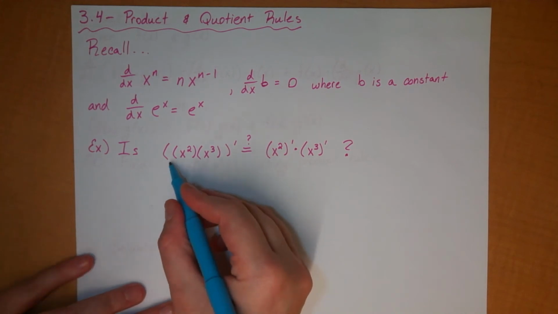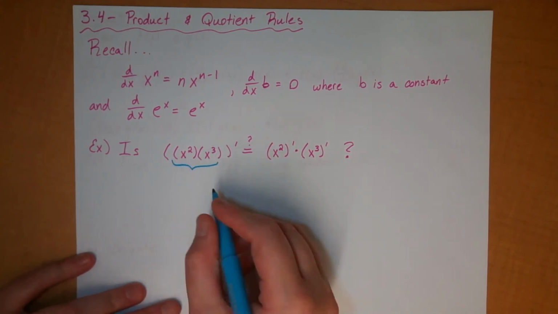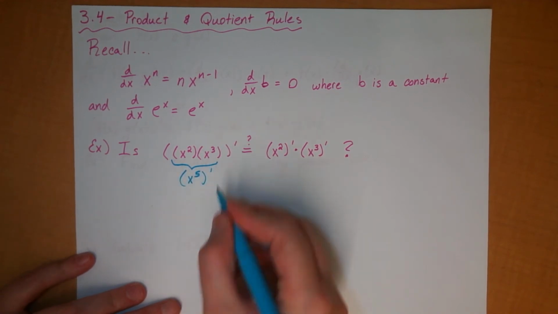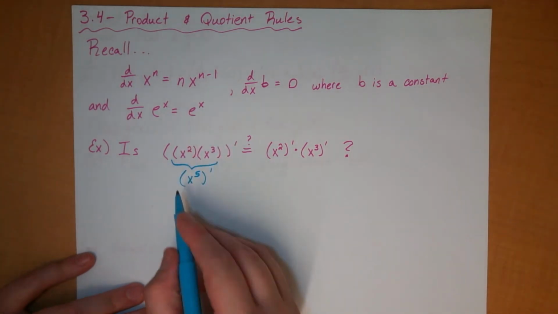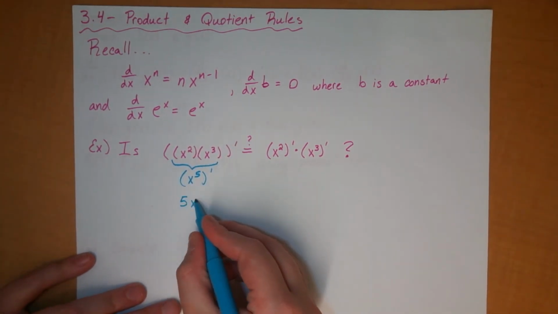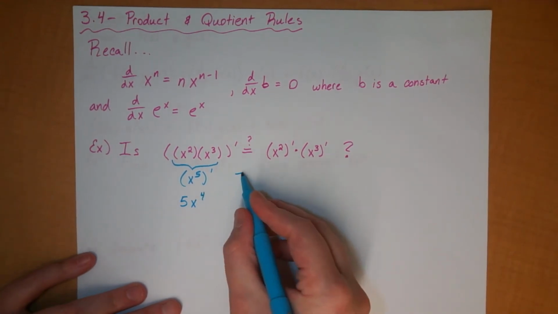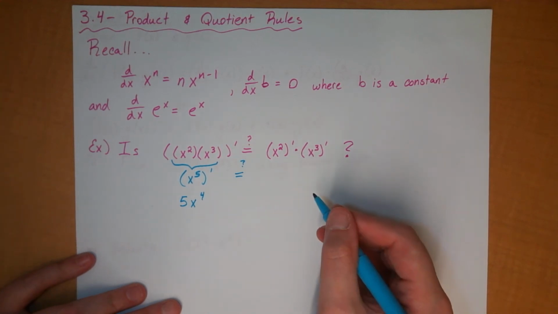So if I work on the inside of this first, I can put x squared and x to the third together and get x to the fifth. You need to take the derivative of that. And the derivative of x to the fifth, using this rule, I know that's going to be 5x to the fourth. Now what we want to see is, is this equal to taking the derivative of each piece and multiplying them together?